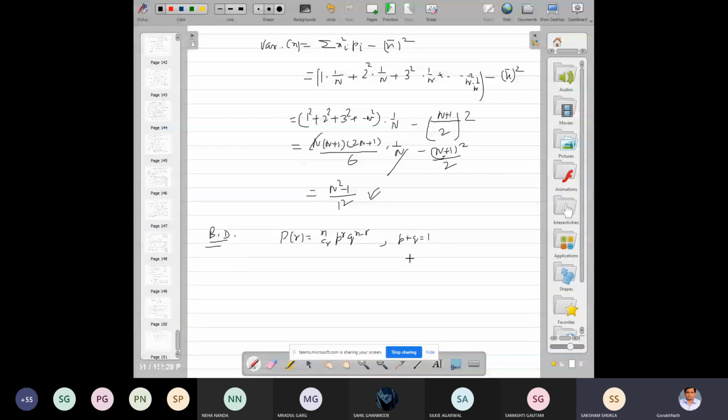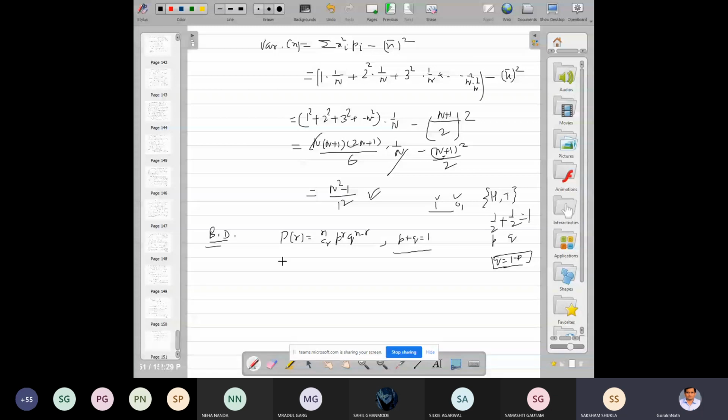And if success is 1 and failure is 0, the sum of the probability of success and the probability of failure is 1. Suppose we toss a coin one time, so either head comes or tail comes. This is the sample space. The probability of head is 1 by 2, the probability of tail is 1 by 2. The sum of these is 1. This is p and this is q. Actually, q is equal to 1 minus p, or p is equal to 1 minus q.